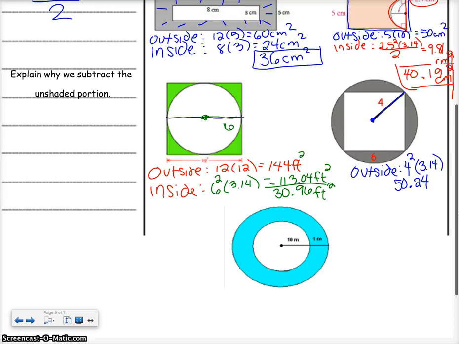And what's my inside shape? Square. It's a square. And so what are the dimensions of my inside square? 6, which means that the other side has to be 6. So it's 6 times 6, which is 36. So my total area of that gray shaded region is 50.24, take away 36, and that's 14.24, whatever the units are, squared.